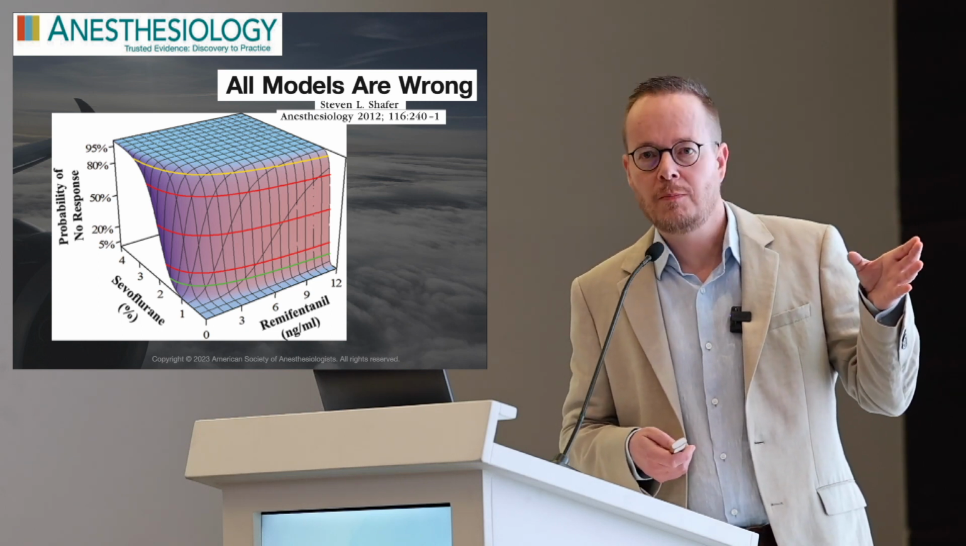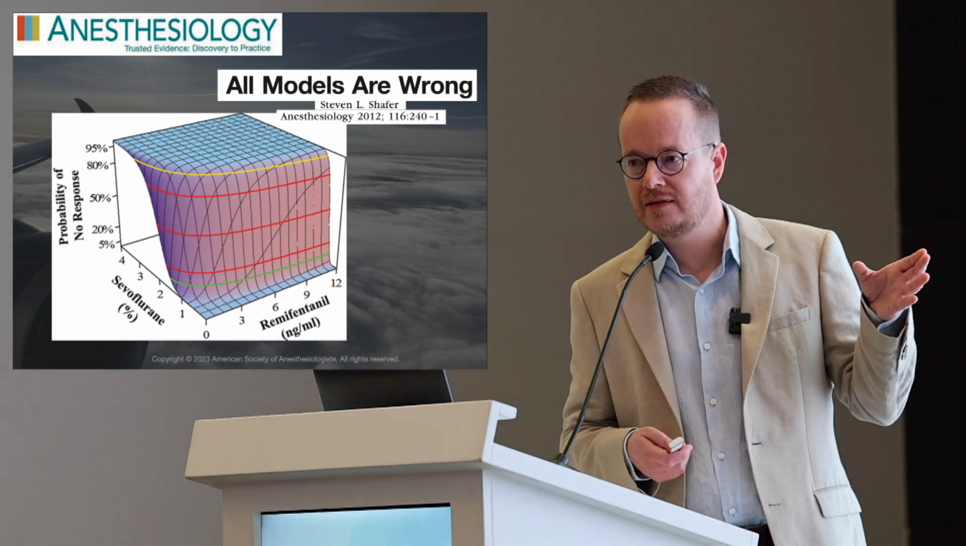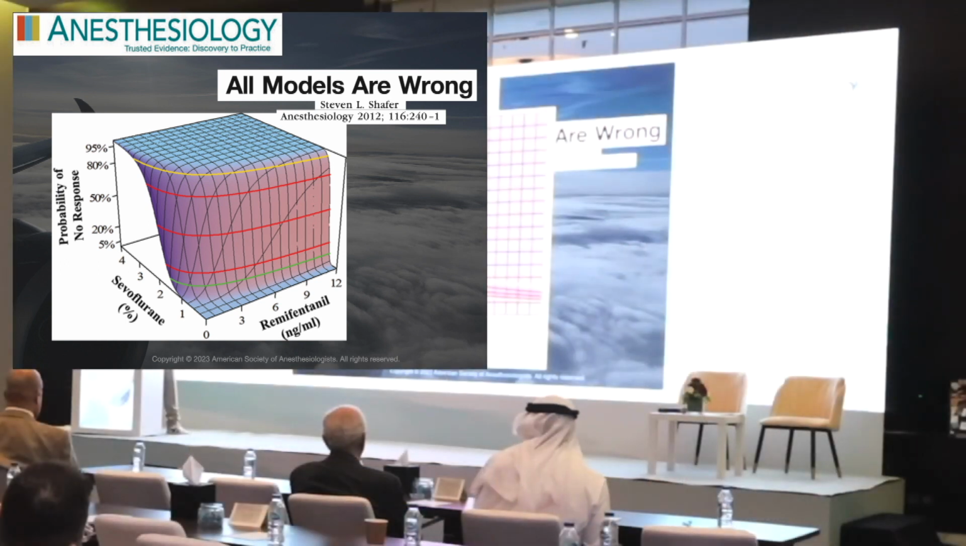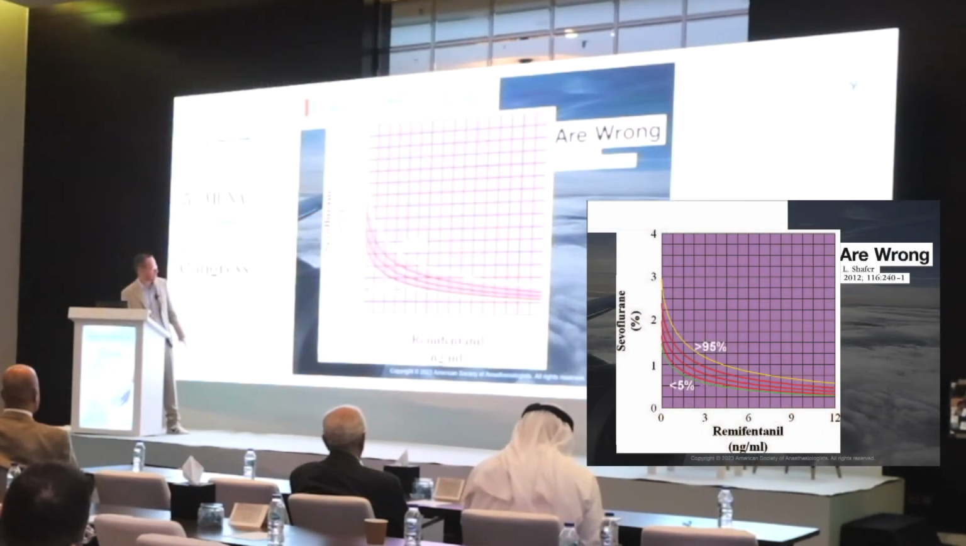This is a quite complicated graph. It's not easy to handle, but if you look from the top down on this graph, it will become a two-dimensional graph, like the one you see here. So you have on the x-axis the opioid concentration, on the y-axis the hypnotic concentration, in here it's sevoflurane, and you have the isoballs.